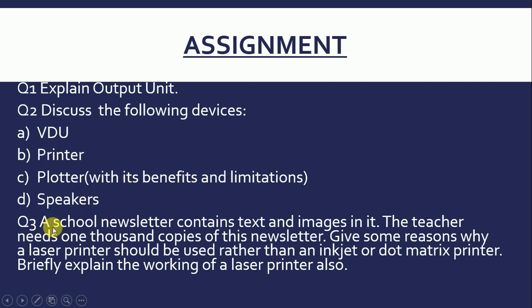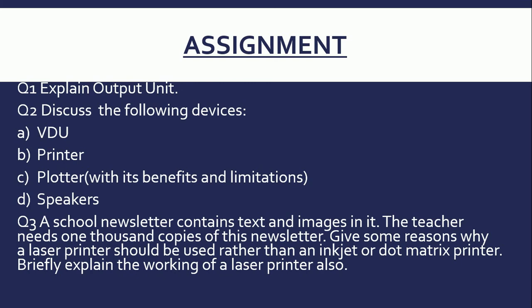And question number 3 says a school newsletter contains text and images in it. The teacher needs 1000 copies of this newsletter. Give some reasons why a laser printer should be used rather than an inkjet or a dot matrix printer, and briefly explain the working of a laser printer also. The working can be easily explained by just watching the video once, and you will come to know. You have to write down the technology basically on which the laser printer works, and the reason why laser printer should be used rather than the inkjet or dot matrix.